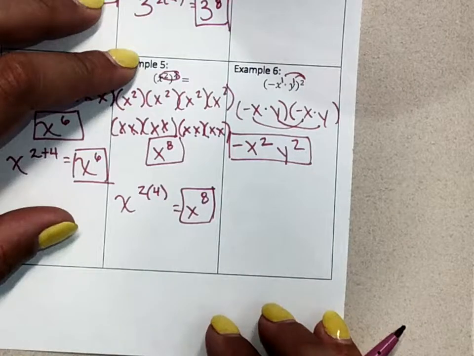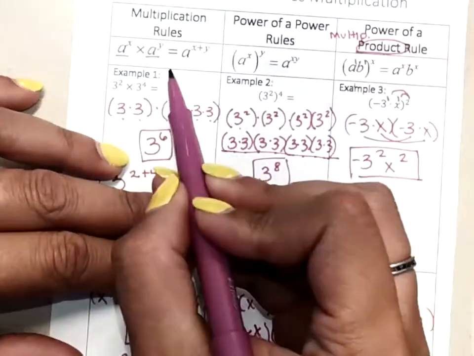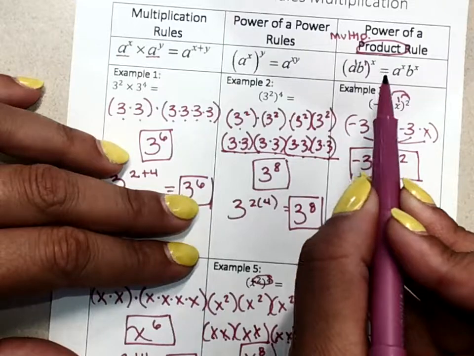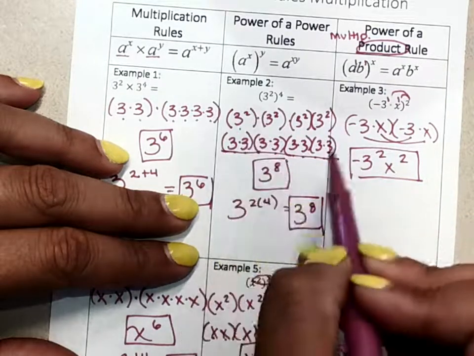Both ways will get you the right answer, but it's certainly much easier and faster to remember these rules, and you would be saving yourself a lot of writing and a lot of space.